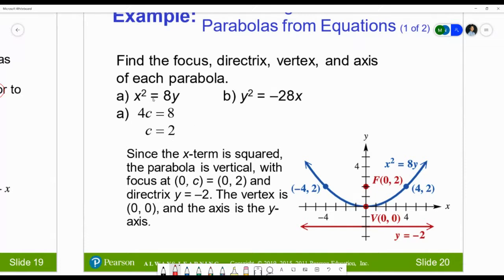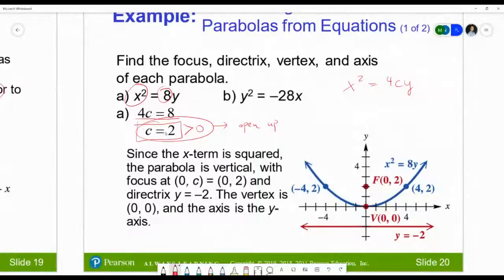Okay, so let's look at this. We have x squared equals 8y. So let's remember that we have x squared equals 4cy. So you see this 8 right here. That means that 4c is equal to 8. So divide both sides by 4 to get c is equal to 2. C is positive, so that means it's going to open upward. Because we're going to look at two things: x is being squared and c is positive, so therefore we're going to open upward.